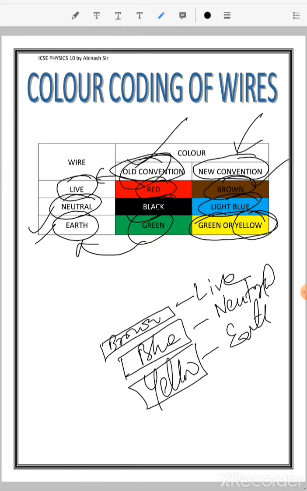So the last assignment for today is to copy this table in your copy. All right, I hope you understood. So that's all for today.